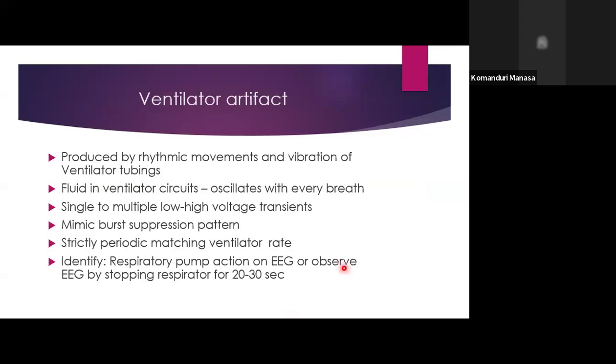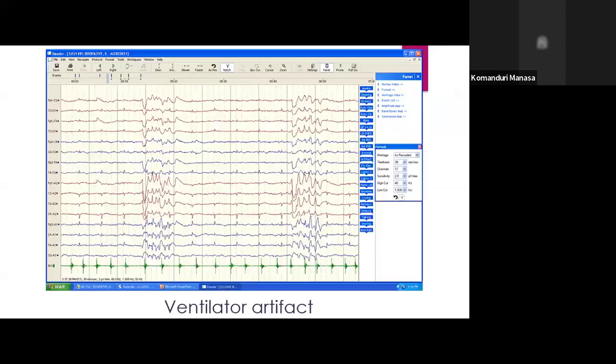So the ventilator artifact is produced because of the rhythmic movement and vibration within the ventilator tubing. Fluid within the ventilator circuit will oscillate with every breath. This might mimic a burst suppression pattern, but there is a strictly periodic matching with the ventilator rate, which we should look into carefully. When we turn off the respiratory pump action, this artifact will disappear. So we can identify it. So this is the ventilator artifact, which is occurring like a burst.